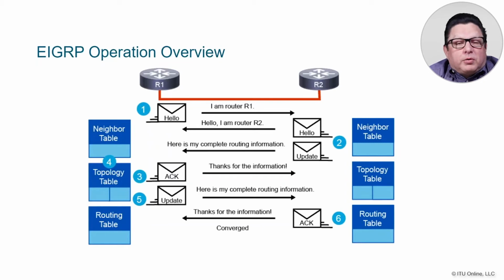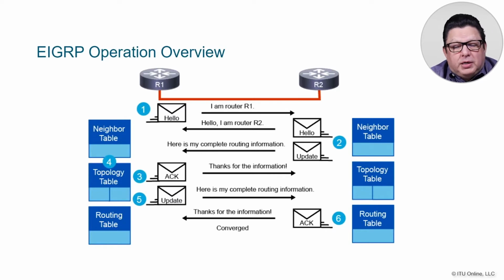On EIGRP operation, let's say that you enable your interface, it's up, and it has an IP, which are basically the two requirements for an interface to show in the routing table as directly connected, obviously. So it has to be up and it needs to have an IP. Then you can configure the routing protocol, in this case EIGRP.